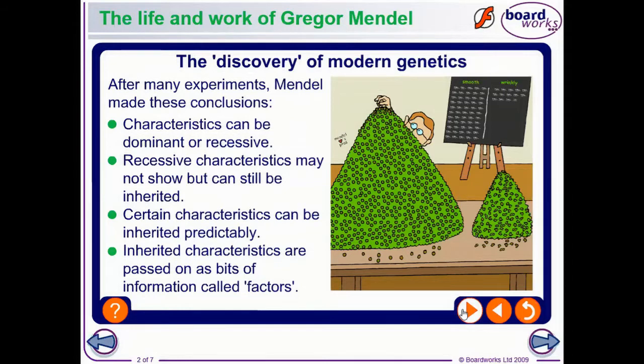Mendel observed that all produced seeds are yellow.